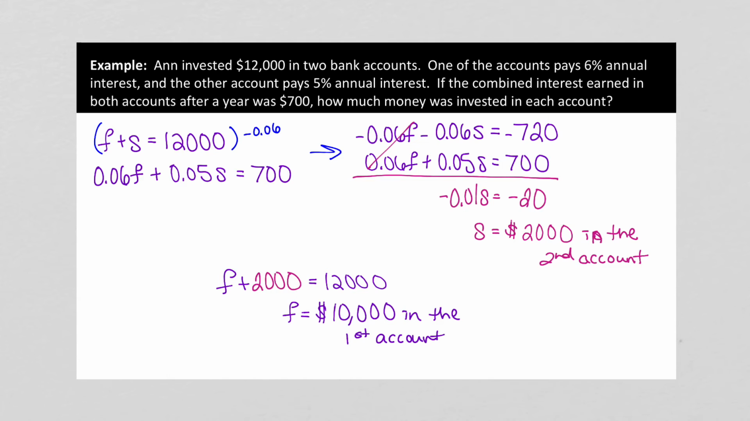When you're doing these, make sure you tell me which one is which. If you just say 2,000 and 10,000, for one thing, you didn't tell me the units, dollars, put your dollar signs on there. And for another thing, I don't know which one you think's the 2,000 and which one's the 10,000. You have to tell me. So $2,000 in the second account, $10,000 in the first account. Be careful to tell me which one is which. Otherwise, I can't give you credit.